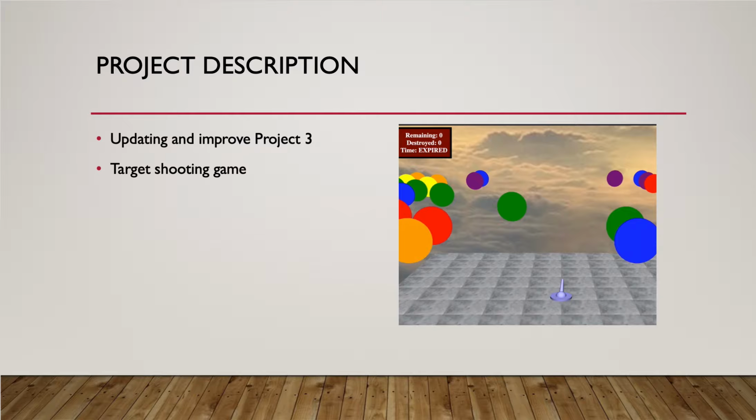The turret cannot traverse a landscape. It actually just stays centered, but it can swivel around and aim at all the different balloons. And the balloons, they're multicolored, and they actually change color when they're shot, and then they float away into the sky. So it's essentially just a target shooting game that I'm going to be working on for my final project.